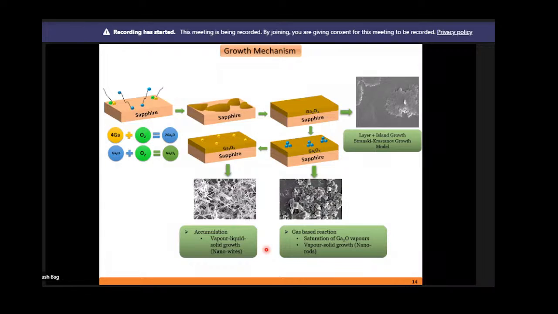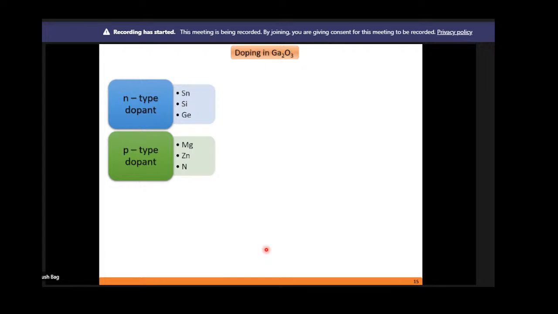Because now changing this gallium metal, we can fabricate, or we can go ahead with the different material application for the different devices. So next, after synthesizing this good crystal quality gallium oxide, to enable or to use this material for any electronic device purpose, we need to dope it.